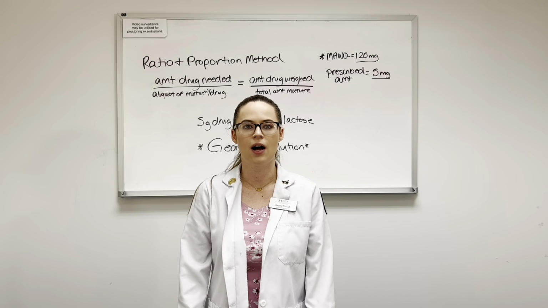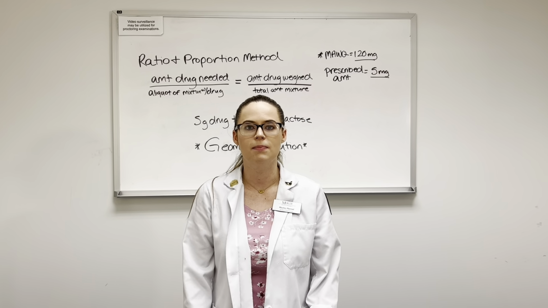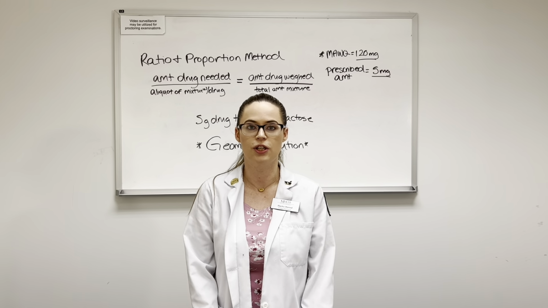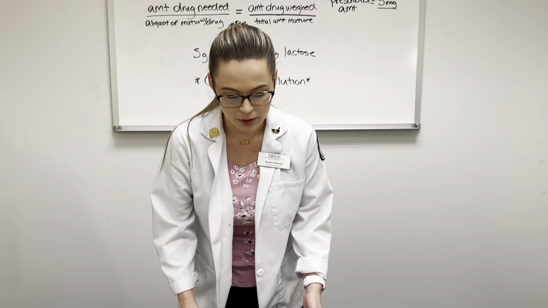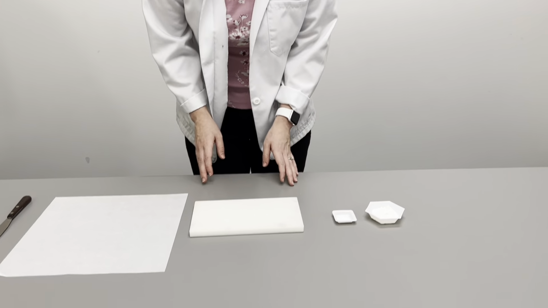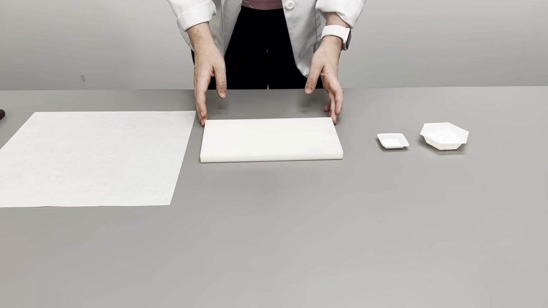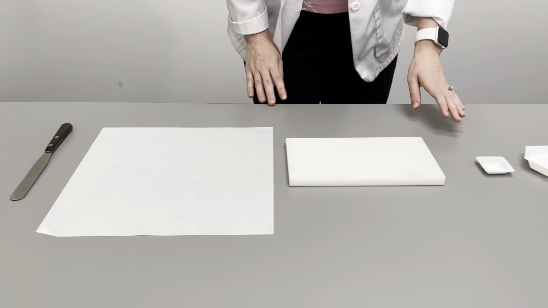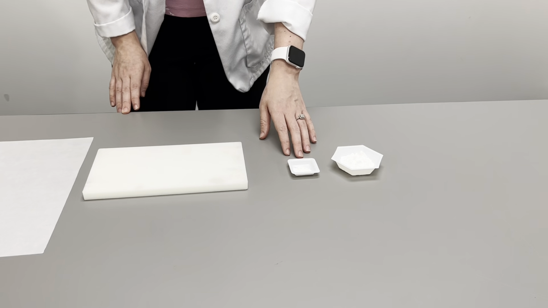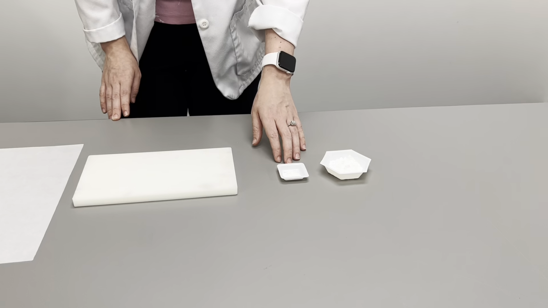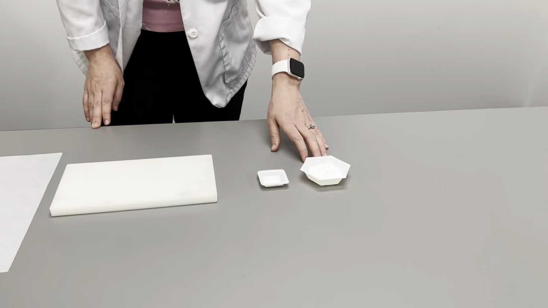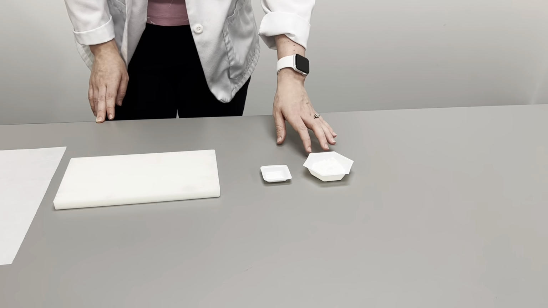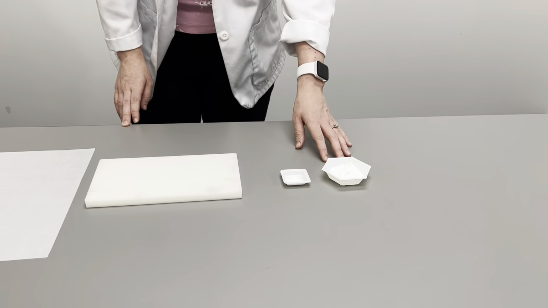In your pharmacy compounding lab, you always mix two solids together with geometric dilution. To do this, you will need a couple of items. You will need your compounding slab, a sheet of wax paper, your spatula, your weighed drug. So for this sake, we're saying this is 5 milligrams of drug, and then your weighed amount of filler, or in this case, 3,000 milligrams of lactose.